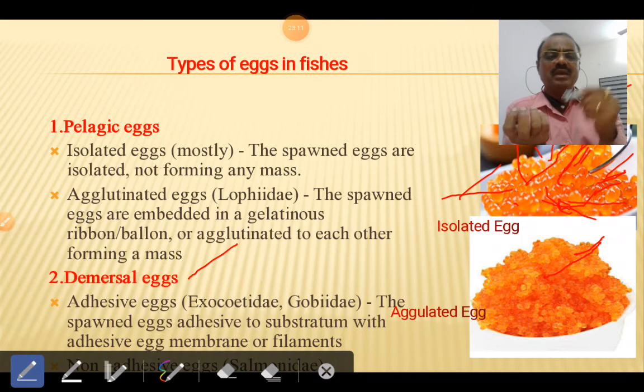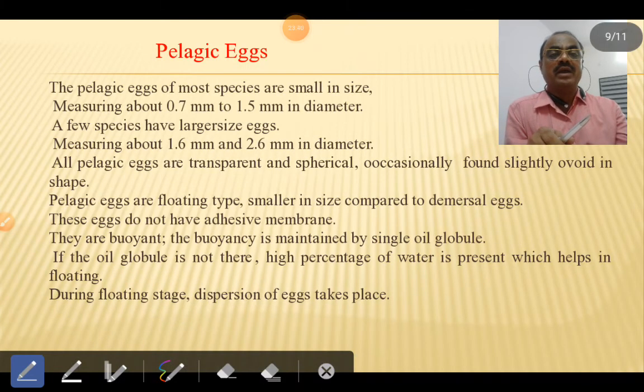The fish may be pelagic, but it gives demersal eggs. The demersal eggs are heavy as compared to the pelagic eggs. They do not float, and the demersal eggs sink to the bottom. Sink means to go down. They sink to the bottom, and are attached to the rock or debris material by the membrane or filaments. Now we will see one by one what the characters of the pelagic eggs are.